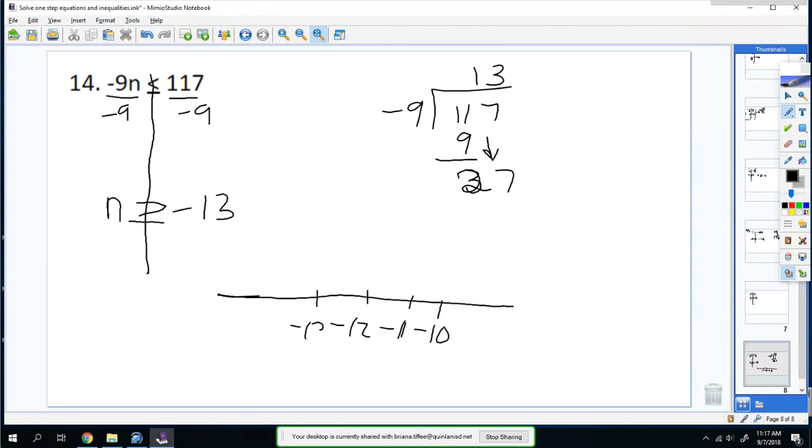So negative 13, negative 14. And then the type of circle you put above will be a closed circle because it equals negative 13. And then it's greater than negative 13, so it goes to the right. We'll hit more on this when we get to two-step inequalities. Okay? Thank you, guys.